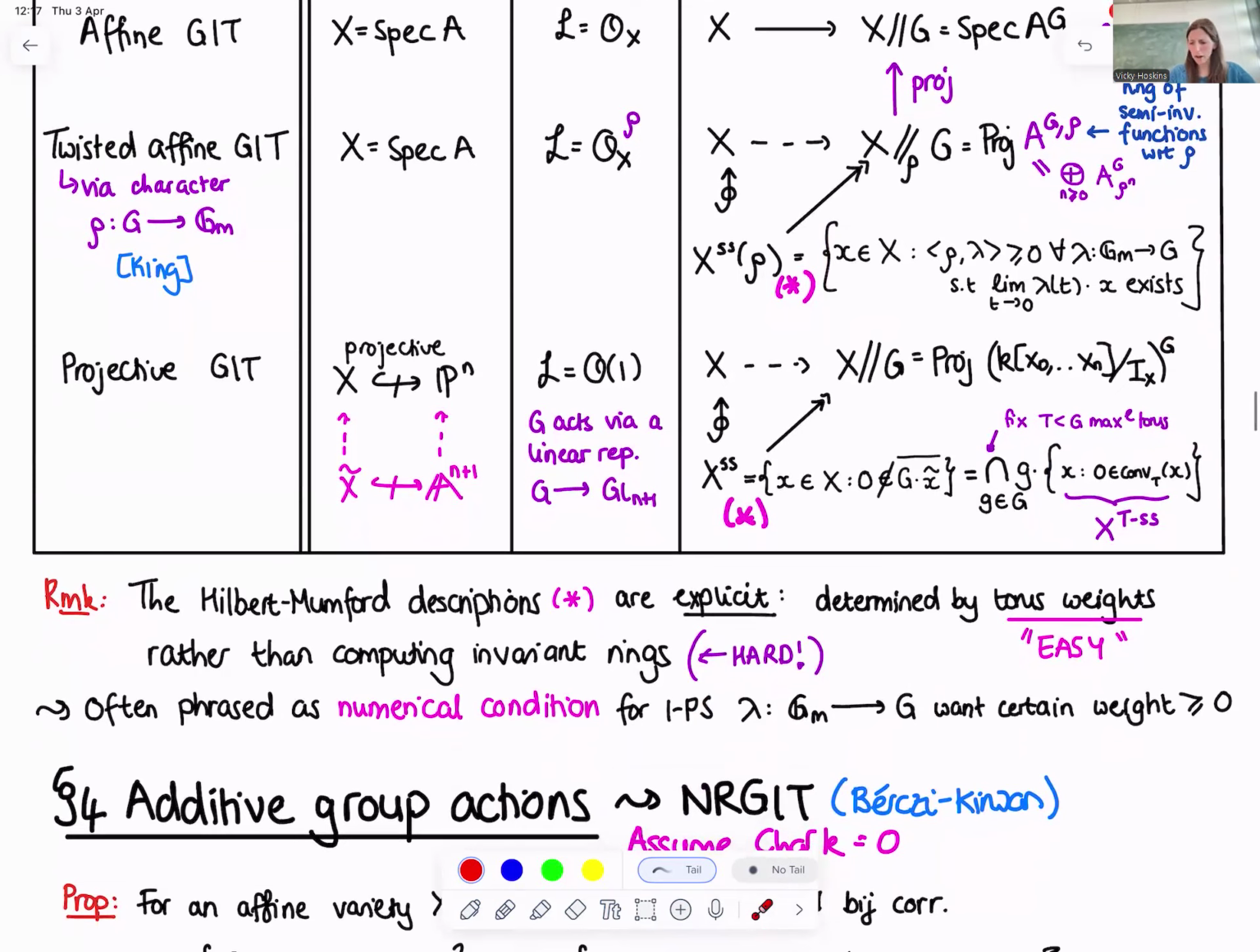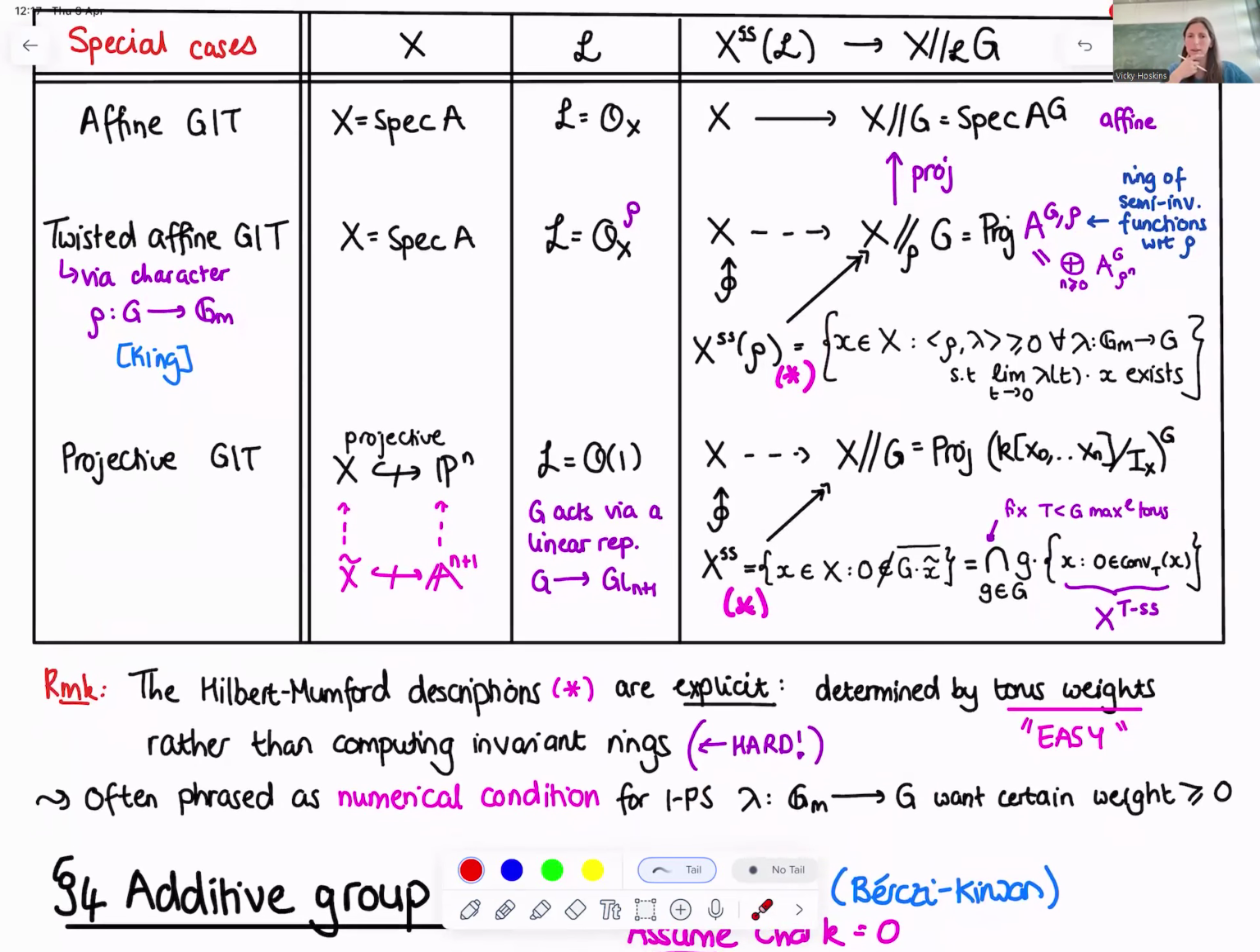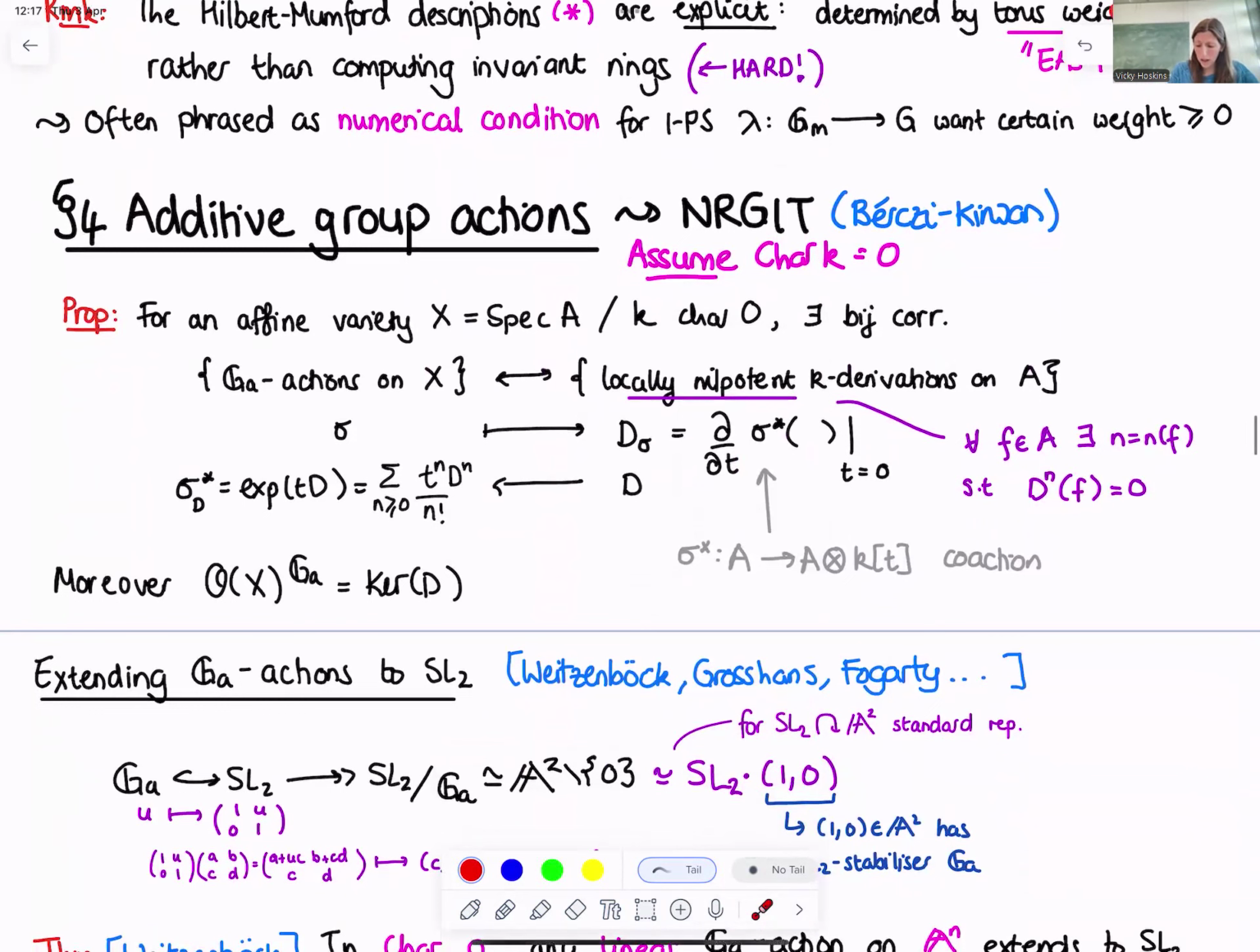Okay, are there any questions before I move on? Now we're going to come to the harder part, which is additive group actions and non-reductive GIT. So, I'm going to assume that the characteristic of our field now is 0, and you'll see why.